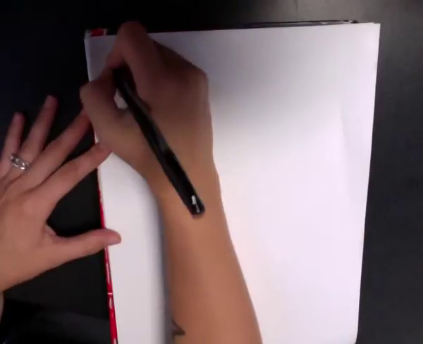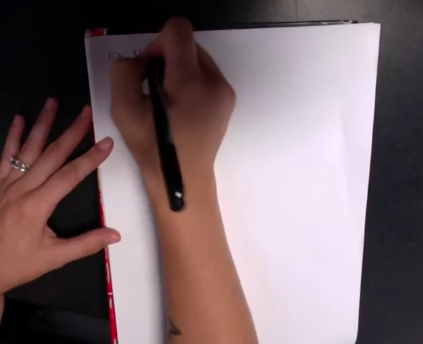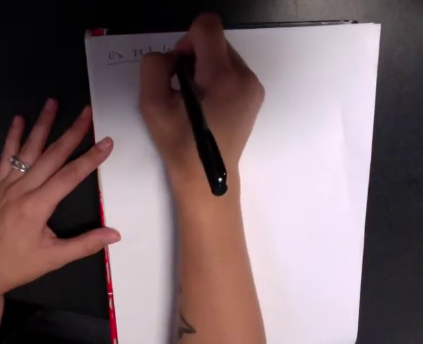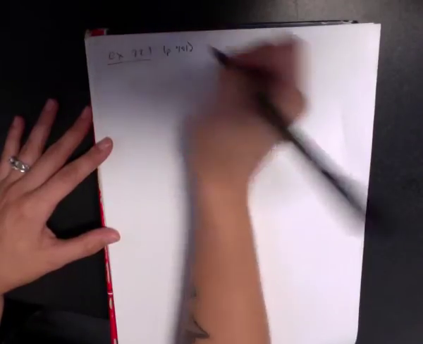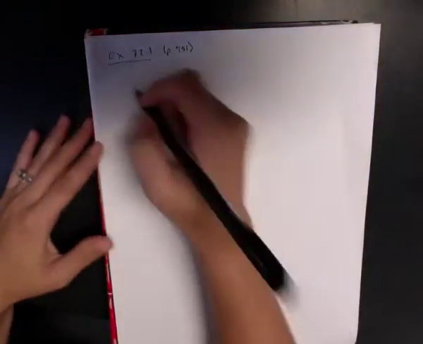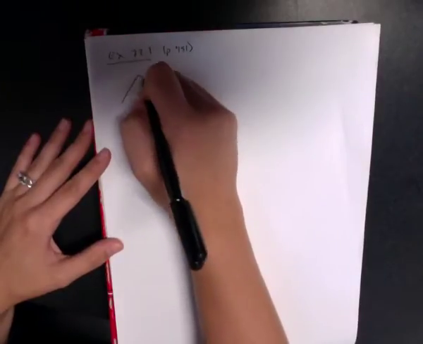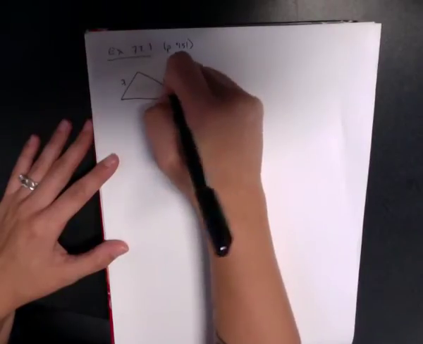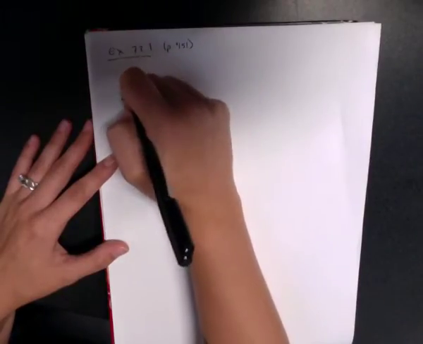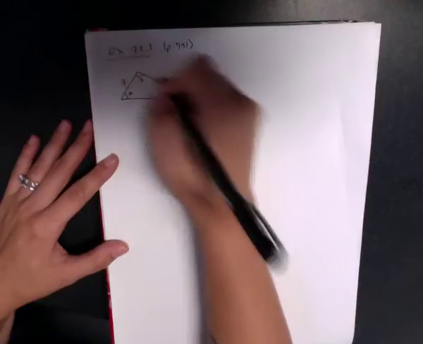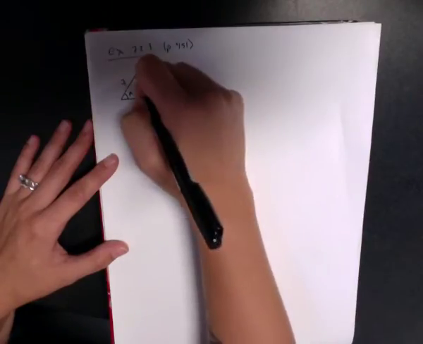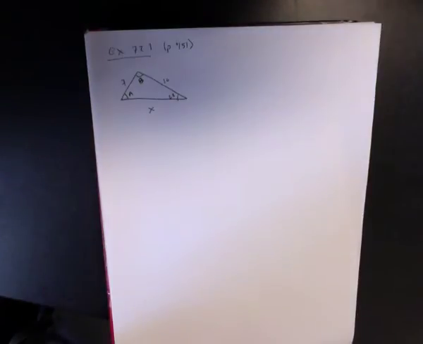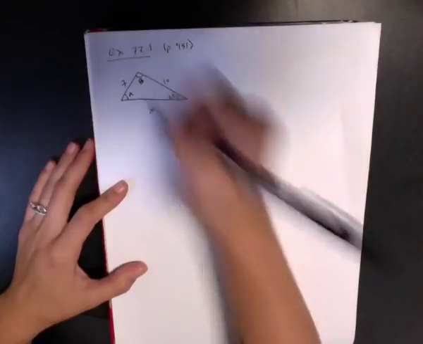So this is example 72-1, which is on page 451 in my book. Okay, and we are going to solve this triangle for its unknown parts. We have 7, 10, x. This is A, B, and 23. Be careful, sometimes my B's look like 13. Know that it's a B, not a 13.